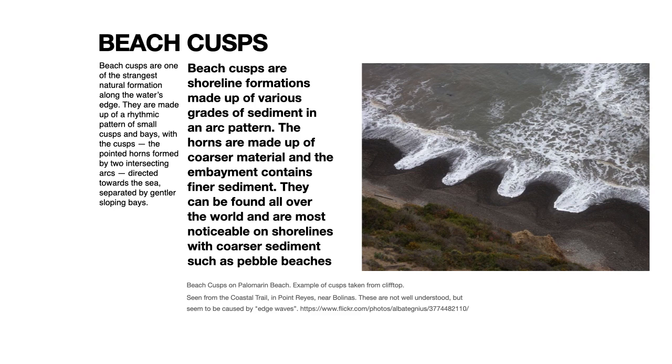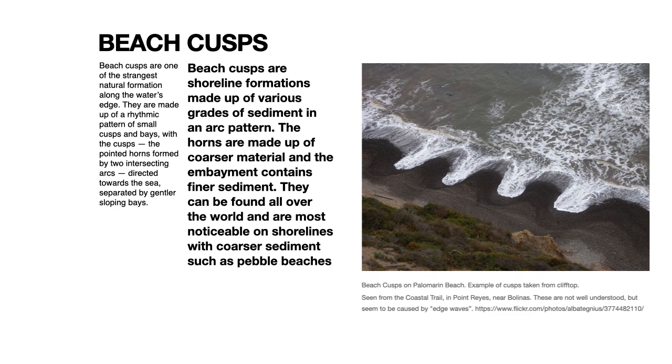The horns are made up of coarser material, and the embayment contains finer sediment. These can be found all over the world, but they're quite difficult to find, and they're totally unpredictable. You may see them on one beach one time, and then you'll never see them again. So the movement of tides and sediment really dictates how these phenomena are formed.